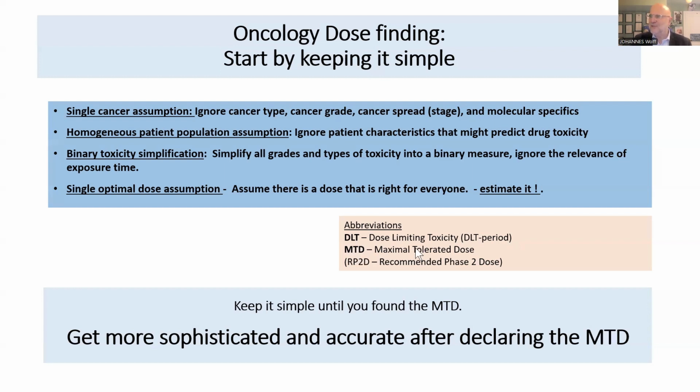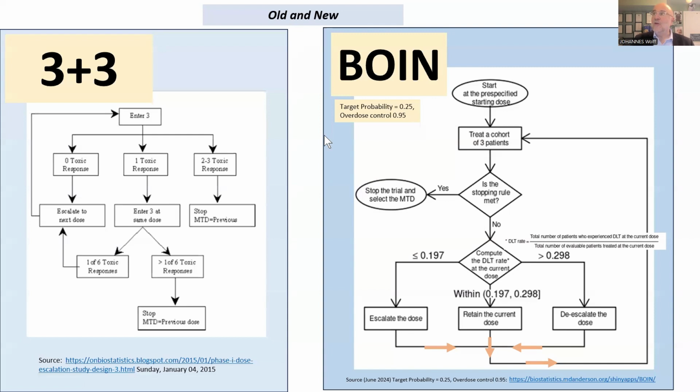MTD stands for maximal tolerable dose, and that is sort of the end point of the dose escalation. It also leads then to a recommended phase 2 dose, which may or may not be the same as the MTD. This is the typical flow diagram of the BOIN design.